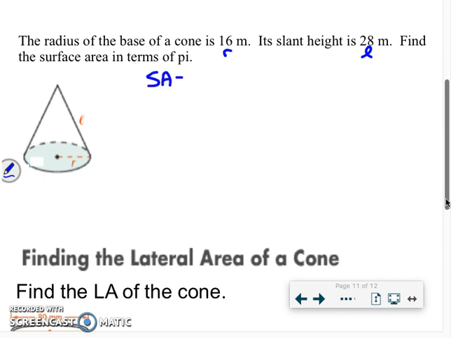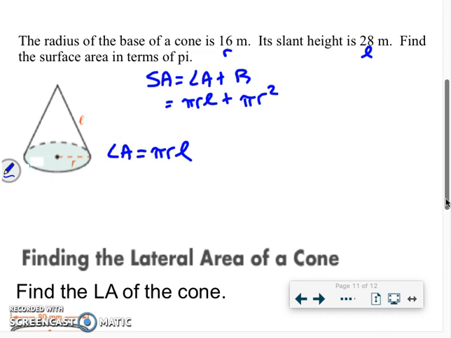So again, you can think about it as LA plus B, or you can think about it as pi RL plus pi R squared, however you want to do it. But a lot of them ask for lateral area separately, so we can do that first. For lateral area, we know that R, the radius, is 16, and we know that L, the lateral height, is 28. So we can do pi times 16 times 28 and get 448 pi. That's the first number that we need to answer this problem.